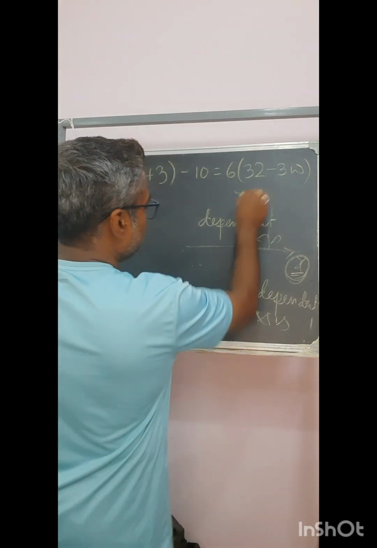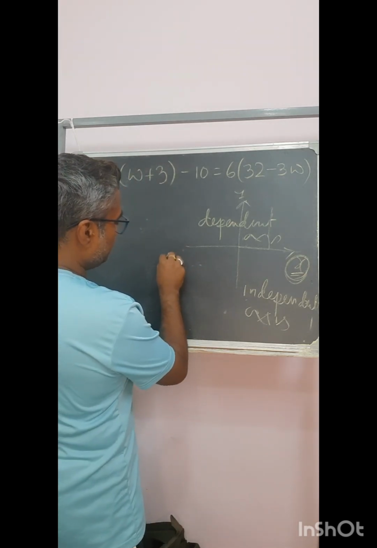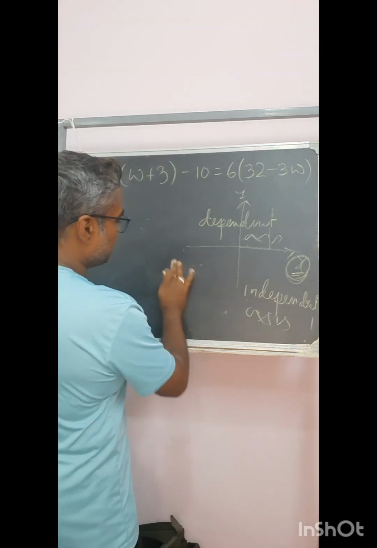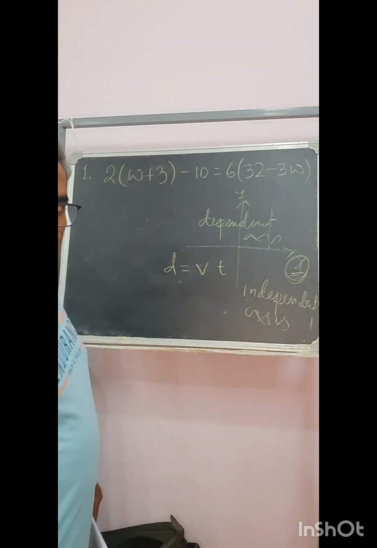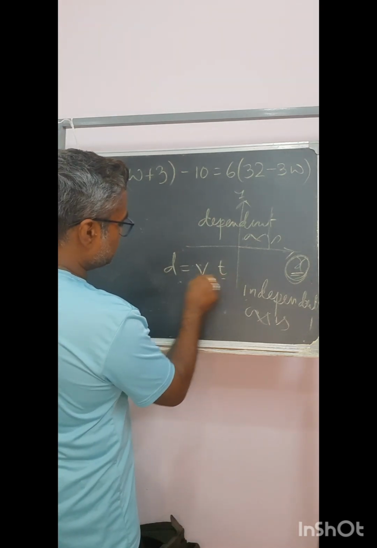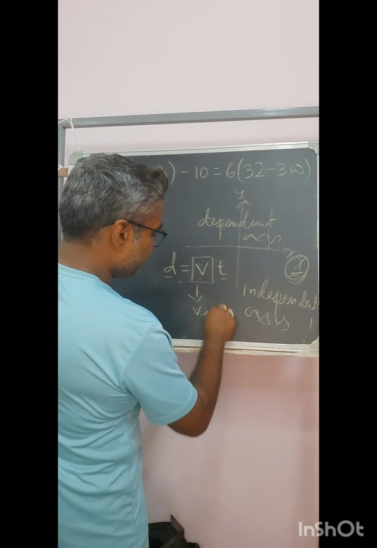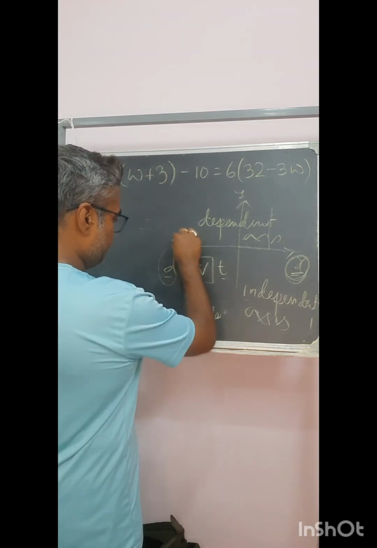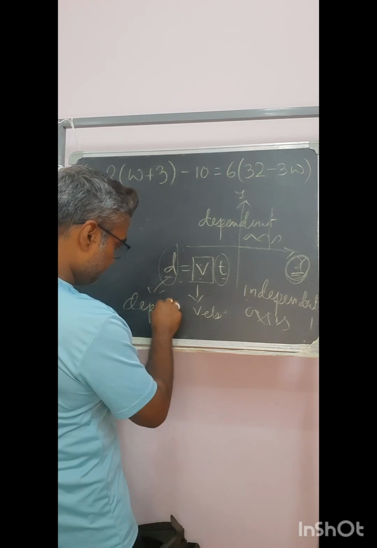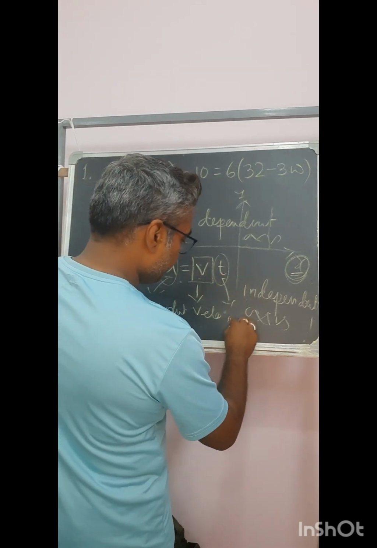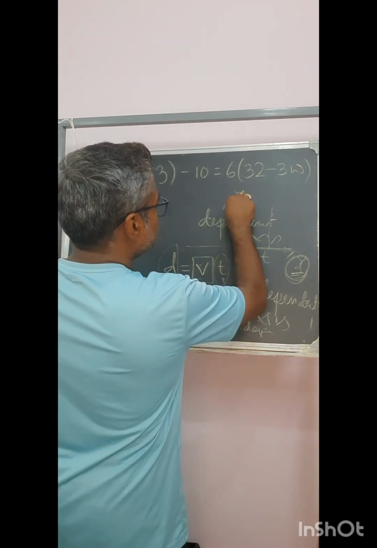So x and y can be anything, because in kinematics you might have come across relations between so many variables together. Just like displacement is equal to nothing but v into t. Here all of these can be variables, but if I assume v is nothing but the velocity, and the velocity is constant, then distance is dependent on time. So distance here is the dependent variable, and time is the independent variable.